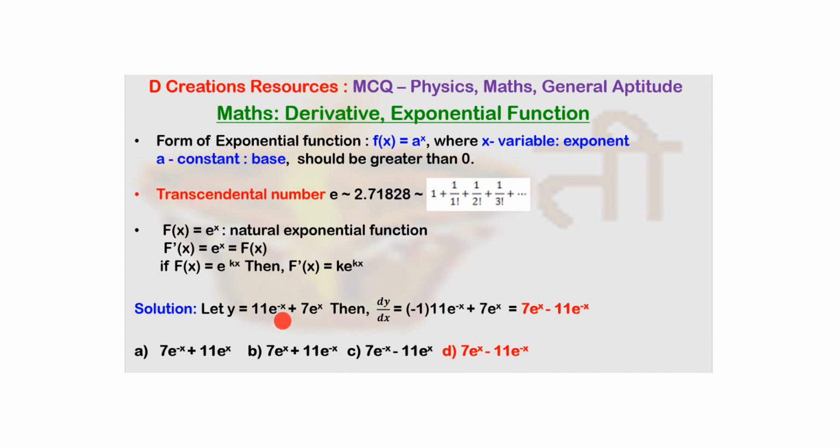And about the second term, as we just saw, the derivative of e raised to minus x will be minus e raised to minus x. So derivative of 11 e raised to minus x will be minus 11 e raised to minus x. So as you can see, option D gives you the correct answer.